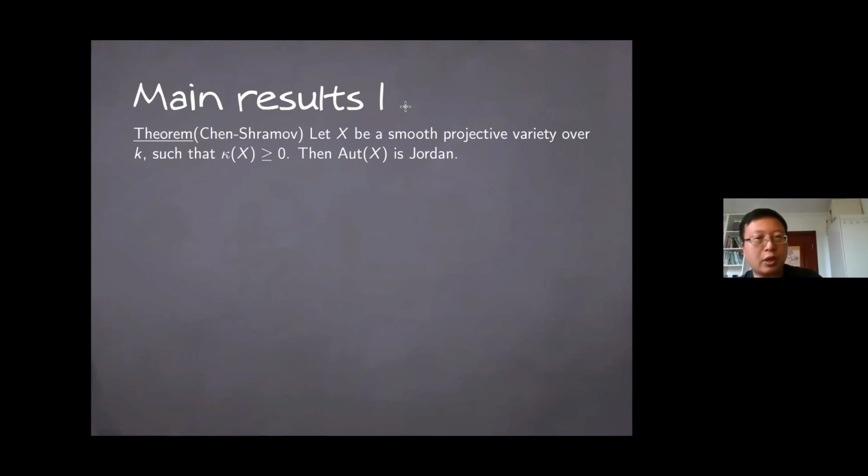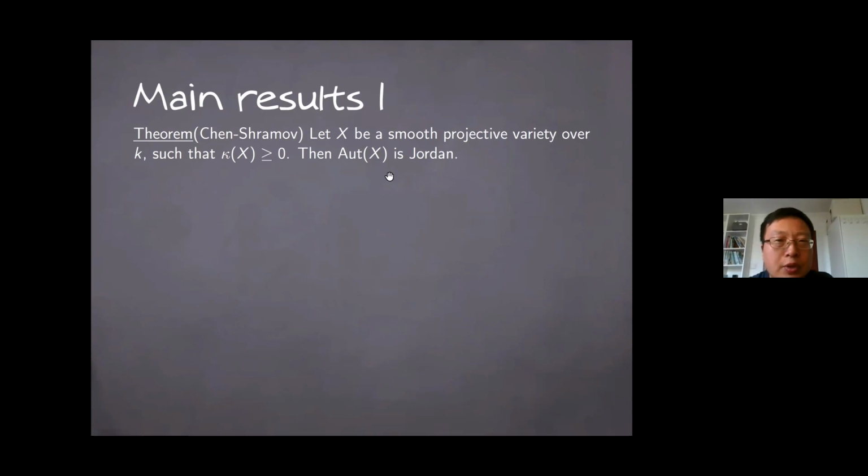Now we will introduce our main results. The main results actually contain two parts. One is on the birational automorphism group of surfaces. The other is to try to find the best possible bound for this index. That will involve some computation, so I will not introduce that part. I will introduce this part, the Jordan property.